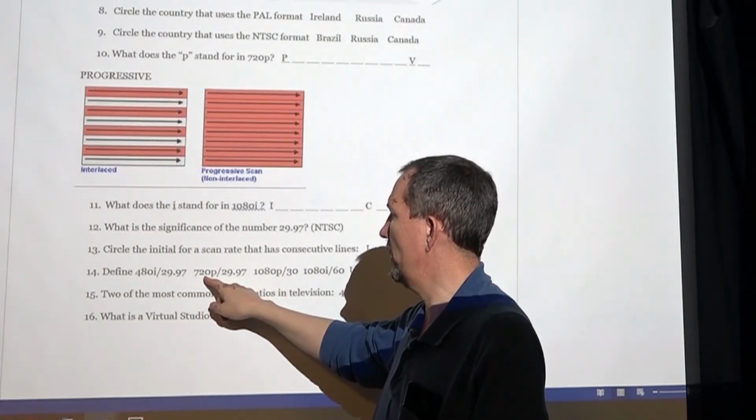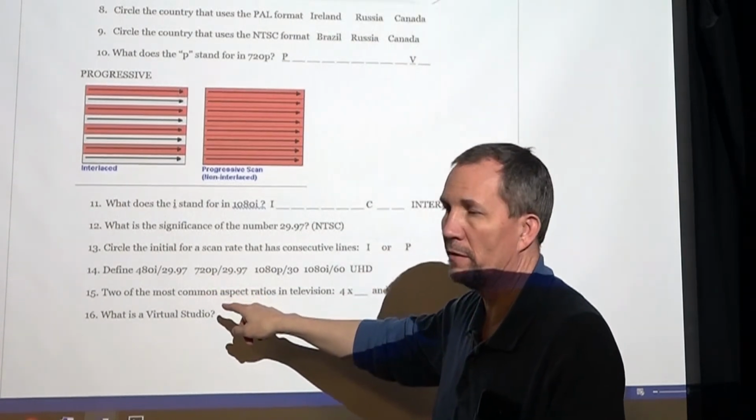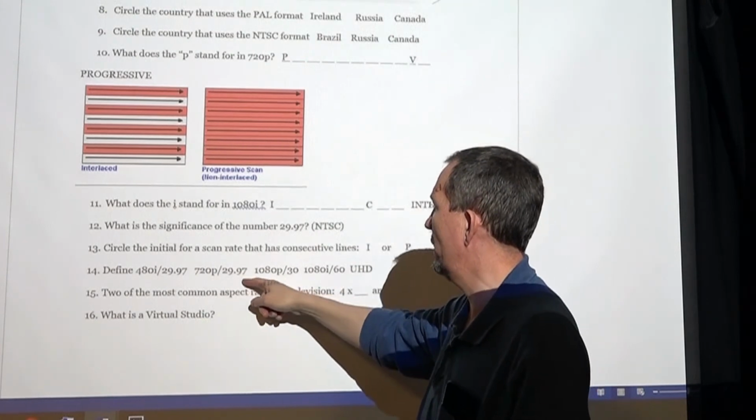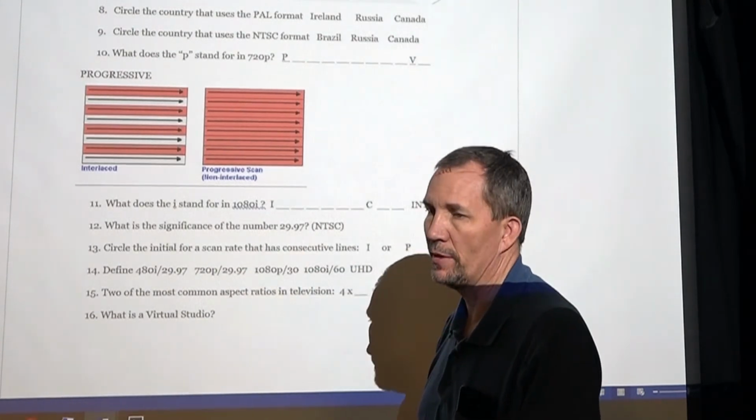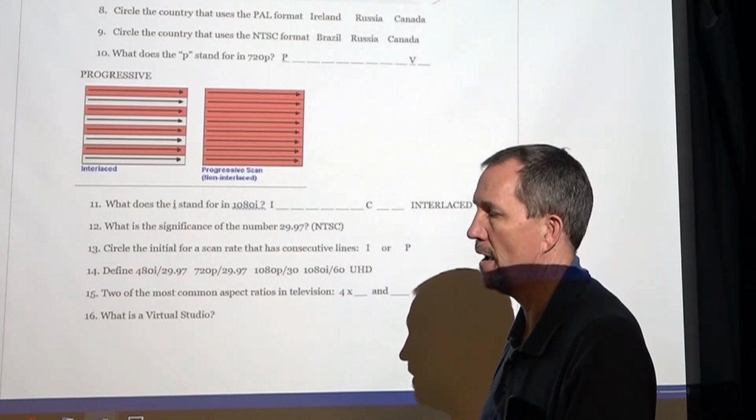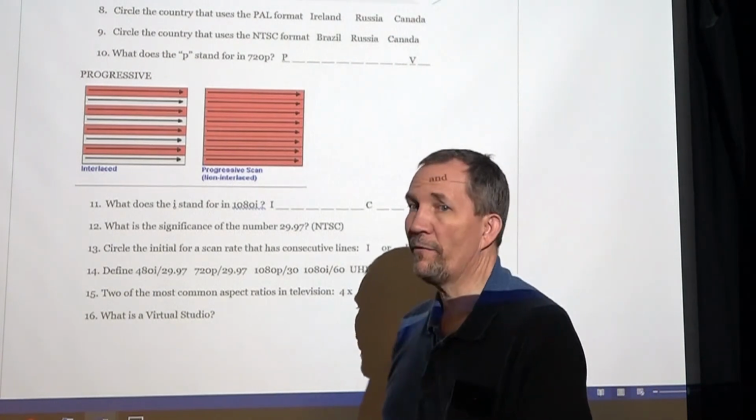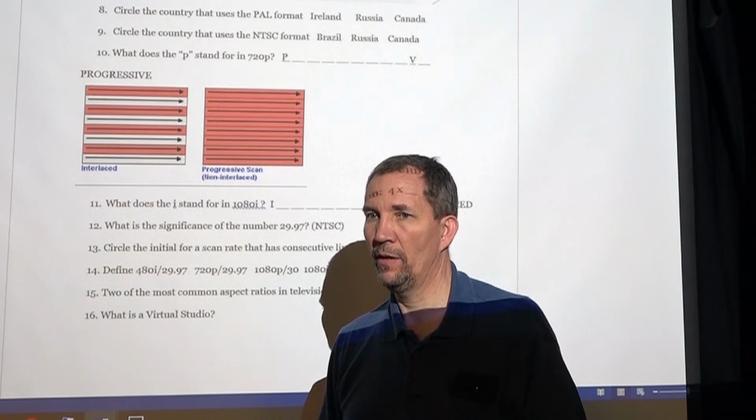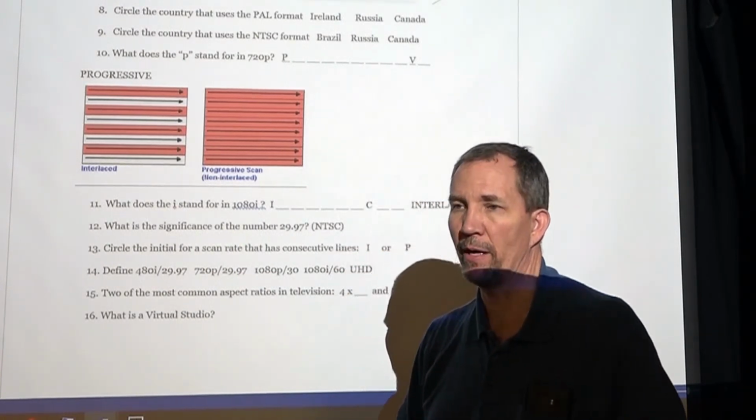720p. 720 is the lines of resolution. P stands for what? P stands for it being able to do progressive. And 29.97 is very simply the NTSC standard here in America. What if I was over in Europe and it only said 29.97? Would I be able to watch any of my BBC shows?